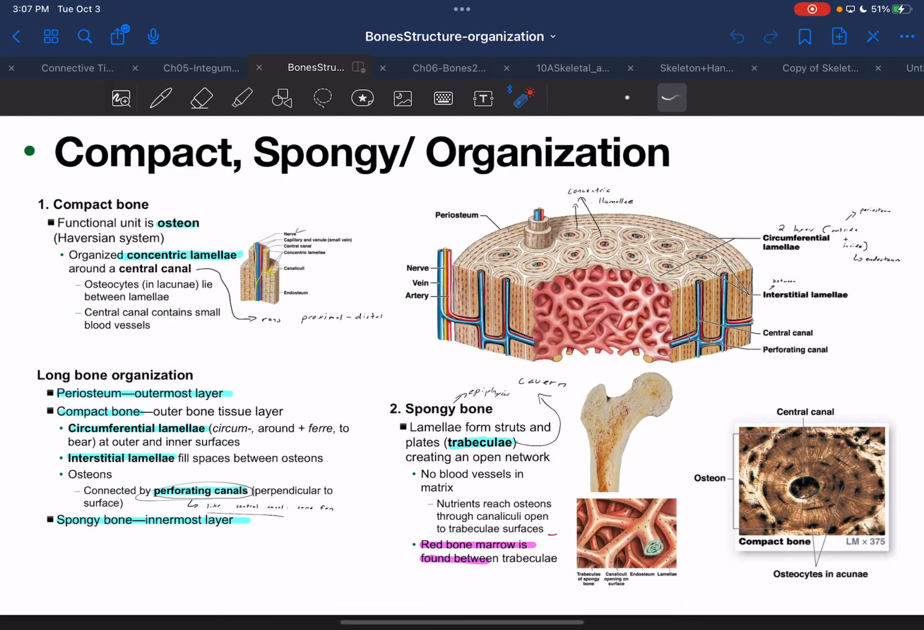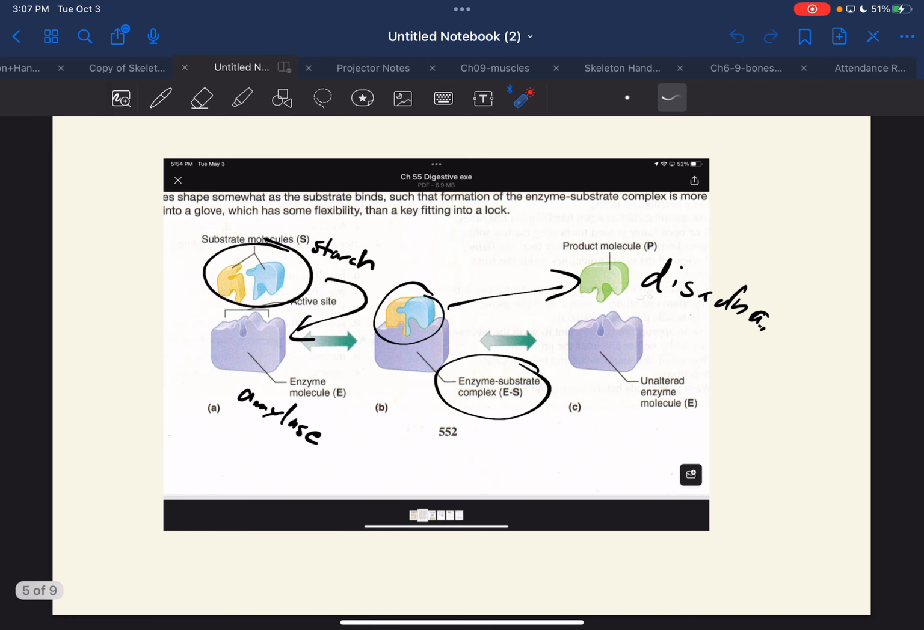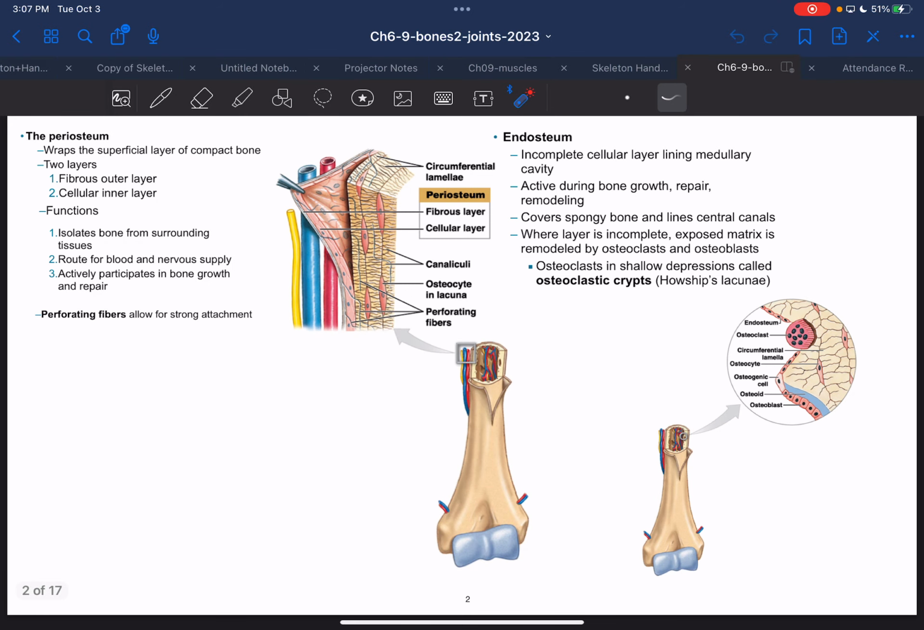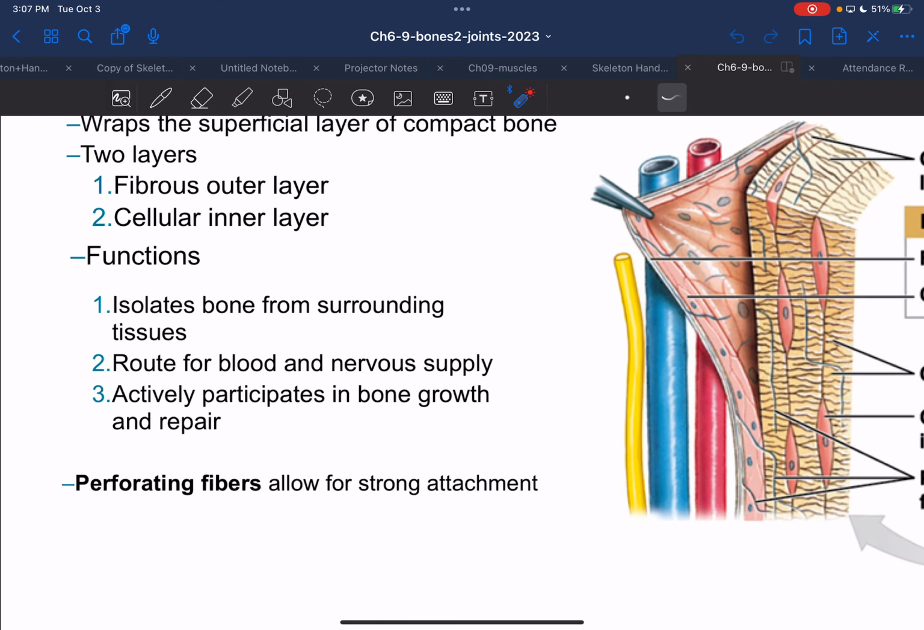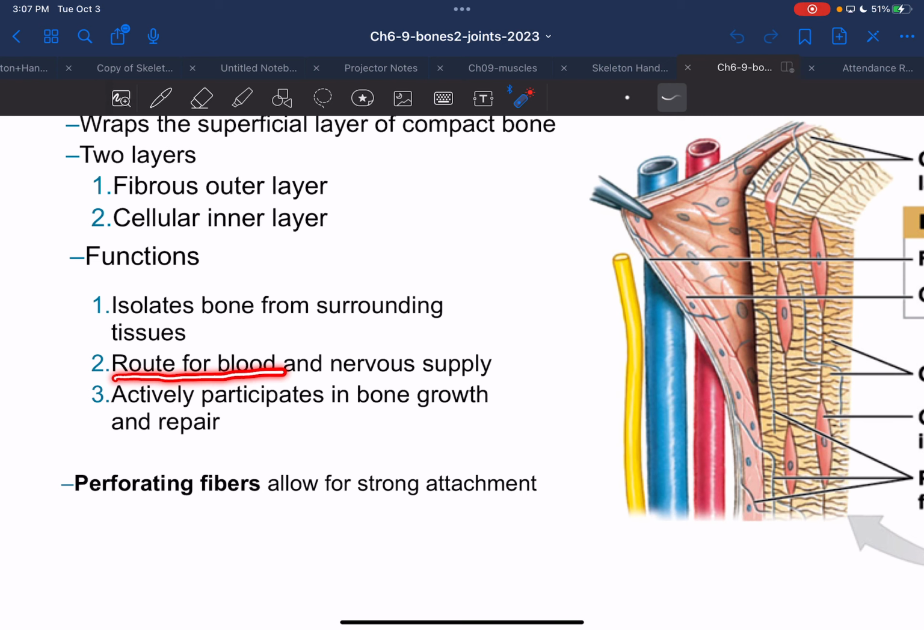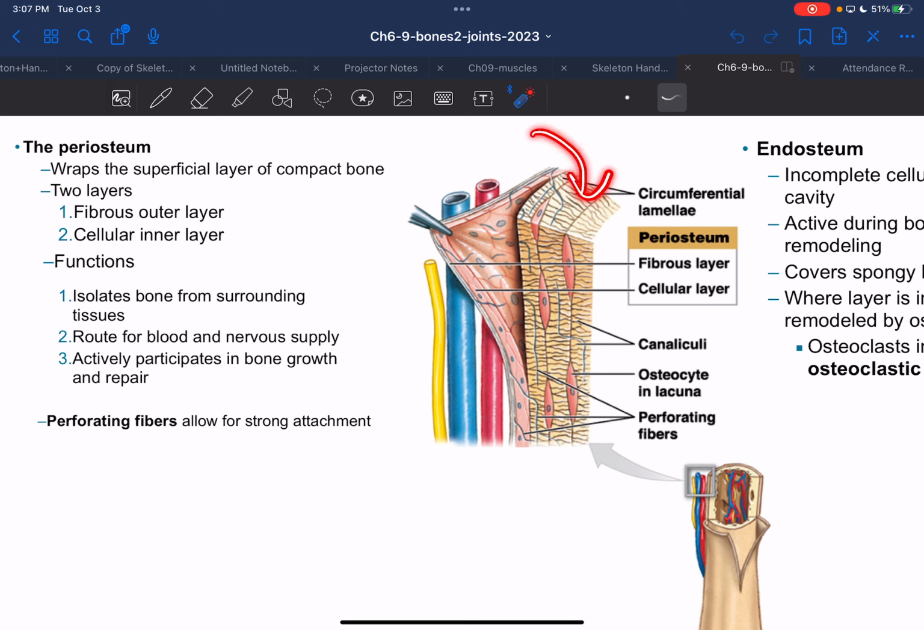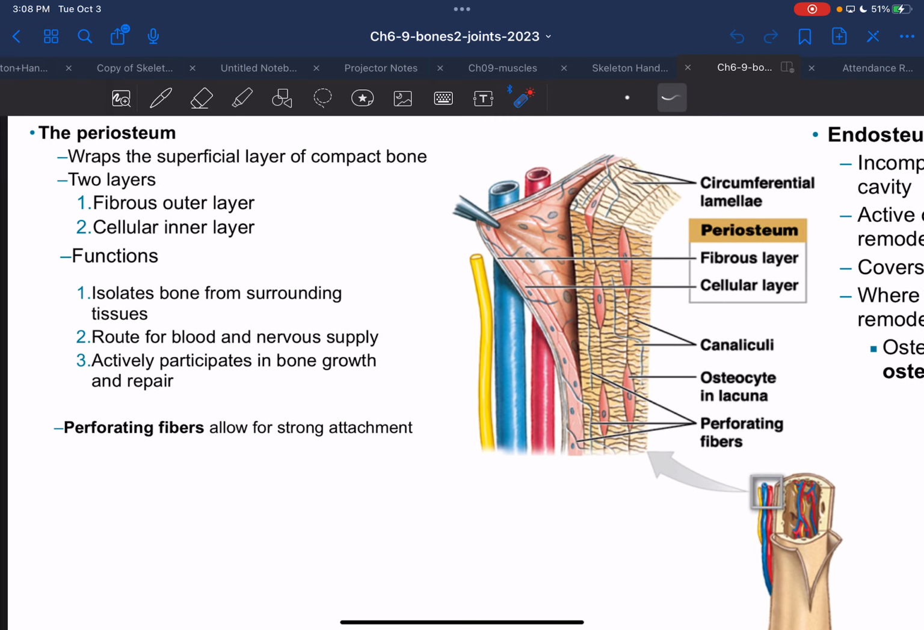The relevance of it today is that all those central canals provide a pathway for blood vessels and nervous supply. This is the outer edge of bone, so we can expect those osteons to have central canals, and therefore a pathway for blood vessels and nerves. As we keep going, you'll see that it also plays a role in bone growth and repair.